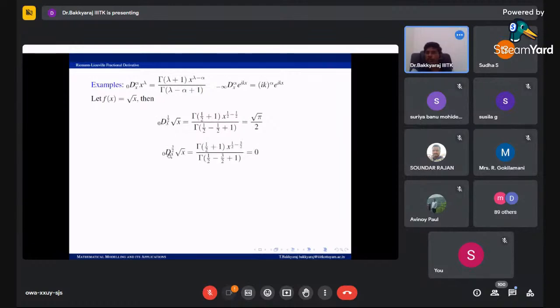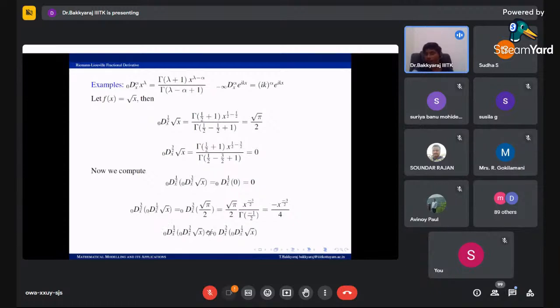Likewise, for the 3 by 2 order derivative of root x, you substitute alpha equal to 3 by 2 and lambda equal to half, and here you will get gamma 0. Gamma 0 is infinity, and 1 over infinity becomes 0. Now you swap the order. First you apply the 3/2 fractional derivative of root x and then take the half order derivative, so you will get 0. But if you commute them, first half order and then the 3/2 fractional derivative, you will end up with this function. So what you observe is that fractional derivatives are not commutative.